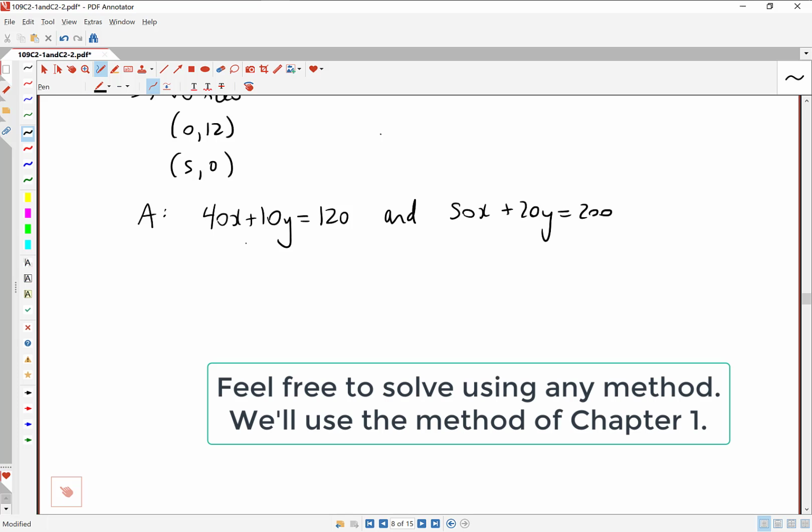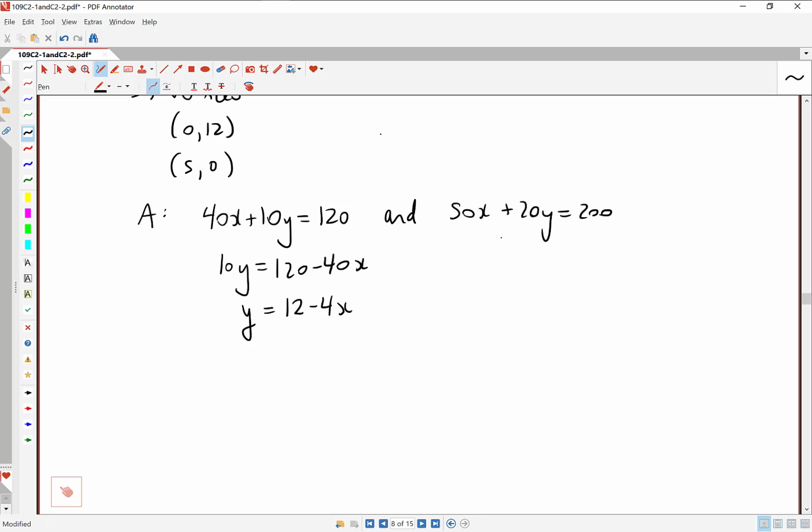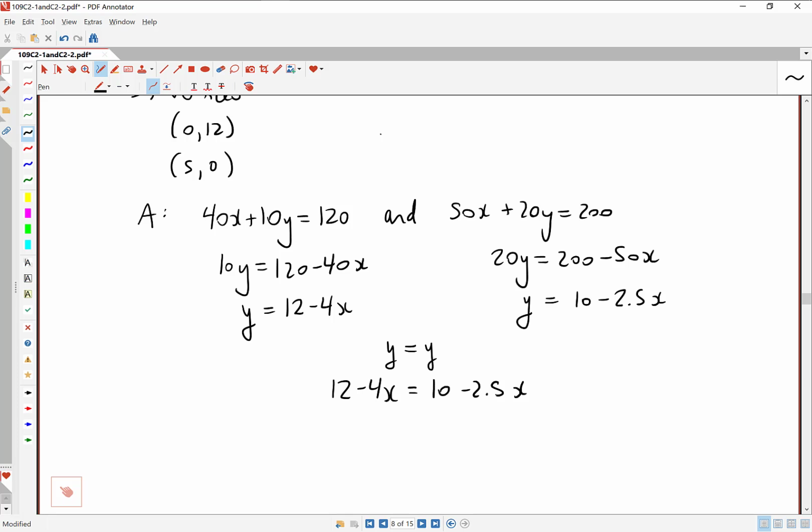So what we're going to do is solve for y in each equation. We have 10y equals 120 minus 40x, and then we can divide through by 10. So y is 12 minus 4x for the first line. And for the second line, let's try the same thing. 20y is 200 minus 50x, and then divide through by 20. So y is 10 minus 2.5x. All right, so now we can say y equals y. So 12 minus 4x equals 10 minus 2.5x.